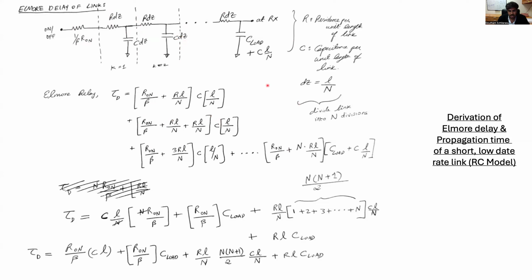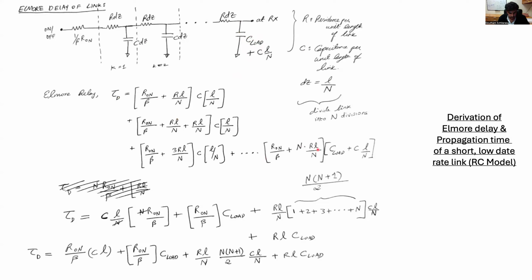Where it's going to be R1 over beta plus adding all these resistances that are there, which is N times RL over N, times the load capacitance C load, plus the capacitance CL over N found at this node, because here this capacitance is in parallel with another capacitance. So it's going to be C load plus CL over N.